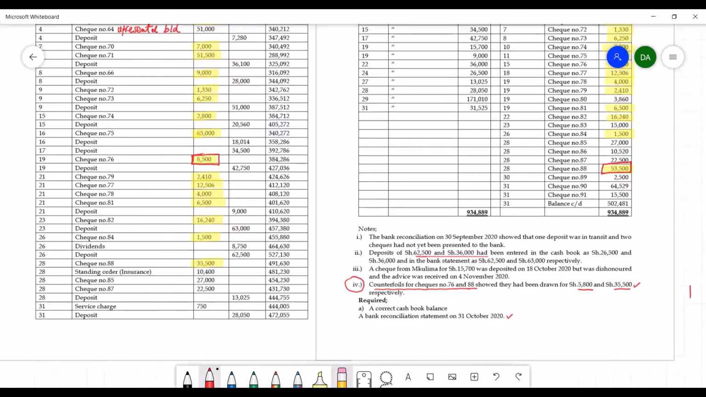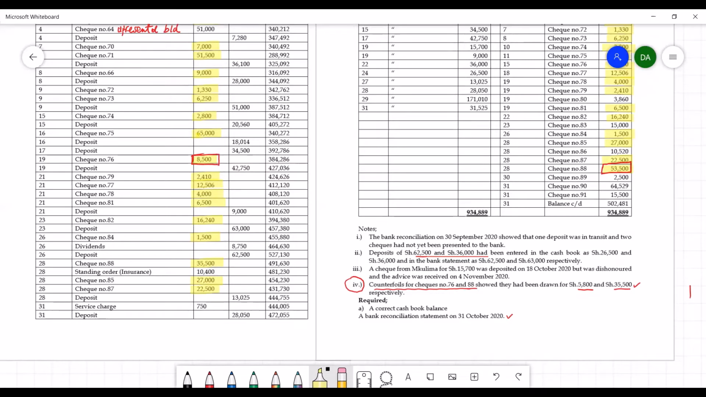Next is check number 85. If you look at check number 85, it is available in both cases. You can find it here, and check number 85 is also available there. Check number 87 is available in both cases also, as you can see. Check number 87 is the last one in the bank statement.